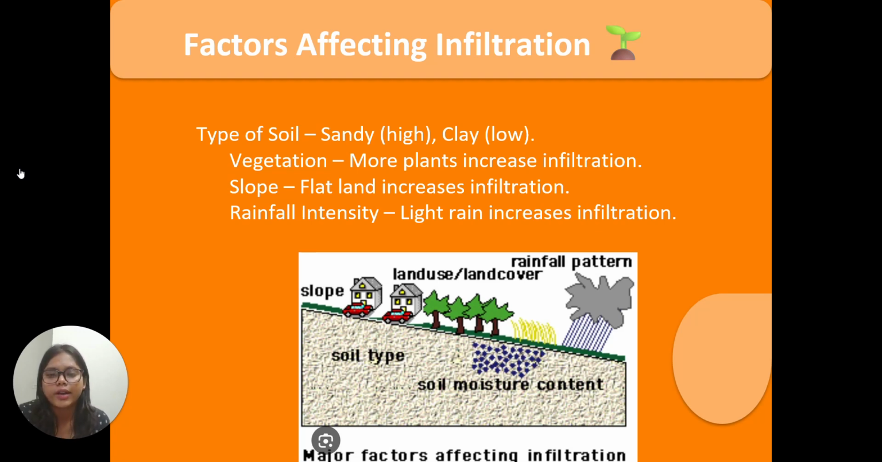Third is the slope of land. If the land is flat, water gets more time to soak in, and if the land is steep, water flows away quickly. Fourth, the rainfall intensity. Light rain increases infiltration. Very heavy rain may cause more runoff instead.